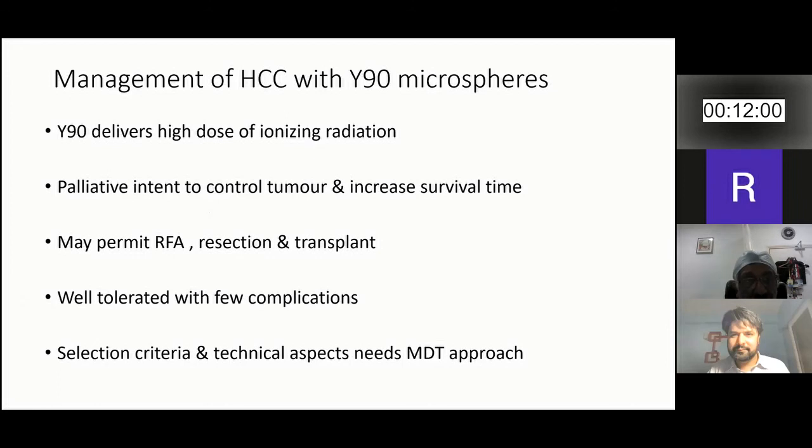So in short, Y90 delivers a high ionizing radiation dose to the tumor. Palliative intent and control of tumor with increasing survival times has been approved. It may permit RFA, resection and transplant in those patients where there could be downstaging. These are well tolerated with very few complications. It is very important that you do a proper selection of these patients, do it very well technically, and it obviously requires an MDT approach to identify this as a therapy in these patients.